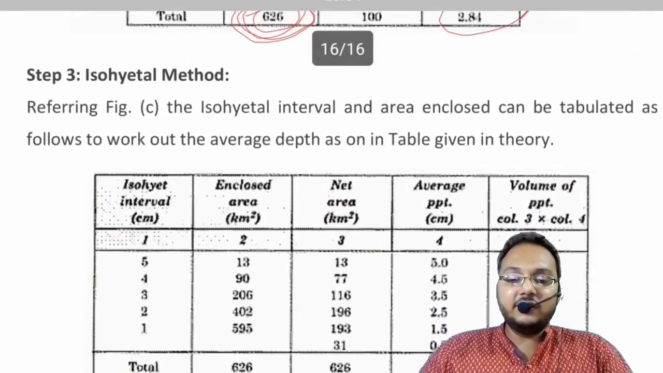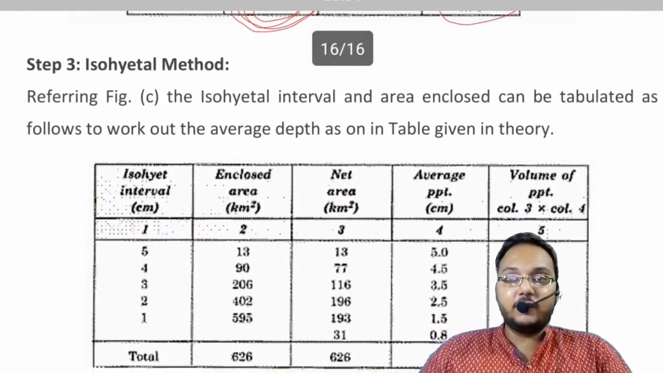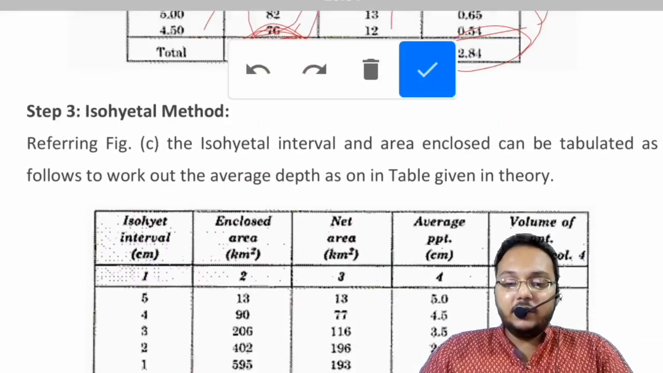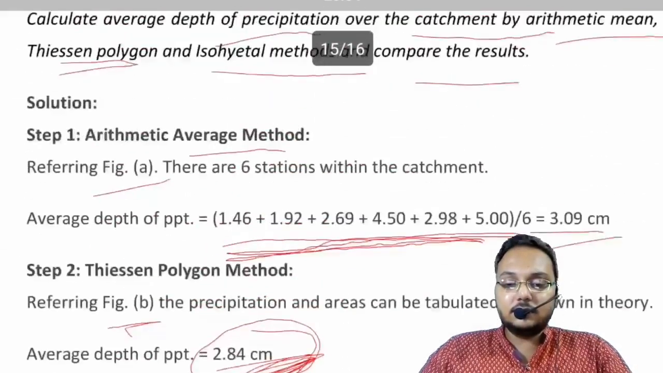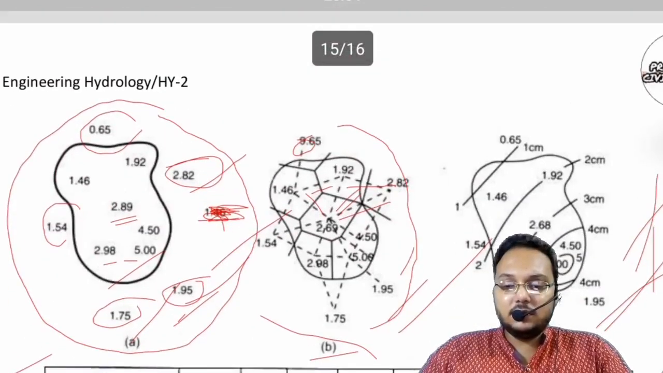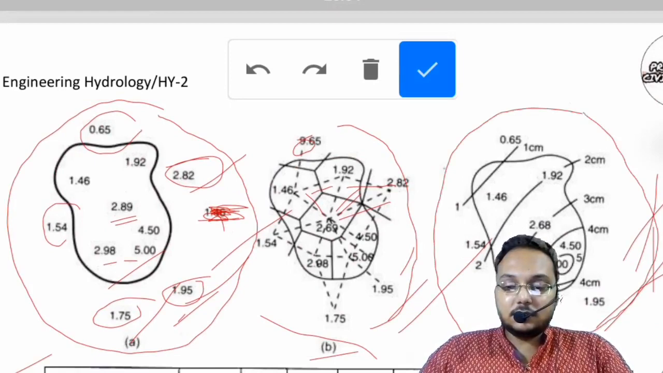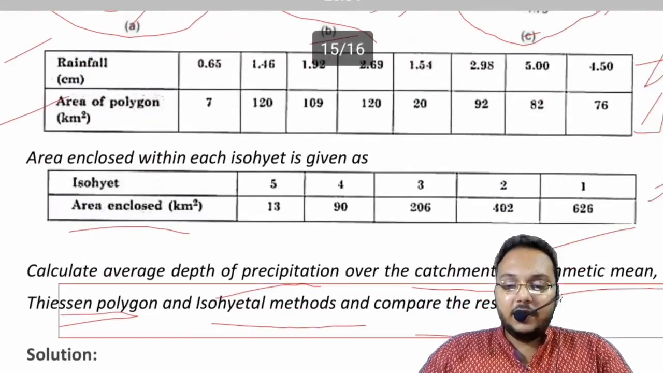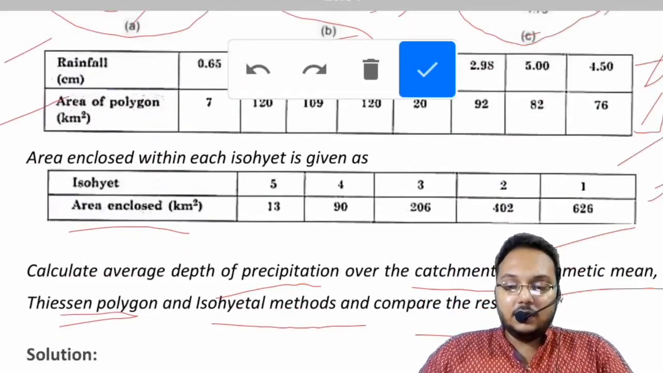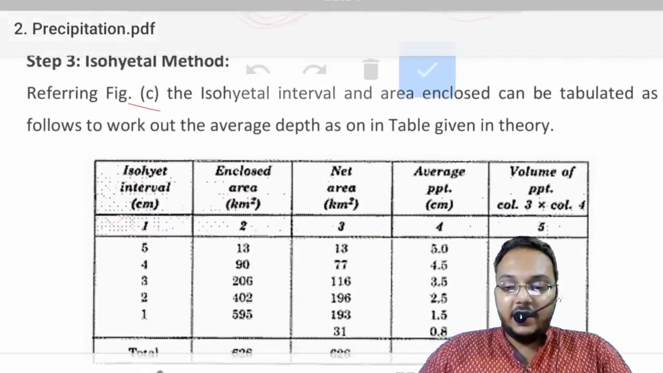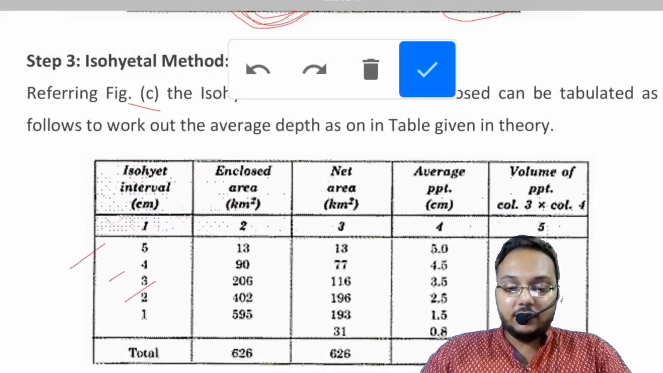Okay, just before that, let's solve the other part also, that is the isohyetal method. For the isohyetal method you need to refer to figure C, that is this one, and also this particular table, area enclosed within each isohyet. So let's formulate our table. The isohyet interval is given to us as 5, 4, 3, 2, 1, and the area enclosed is also given.